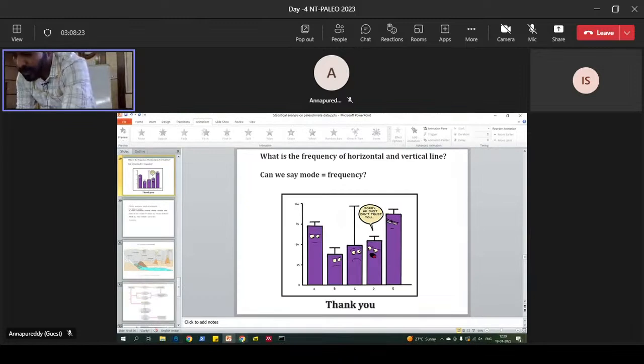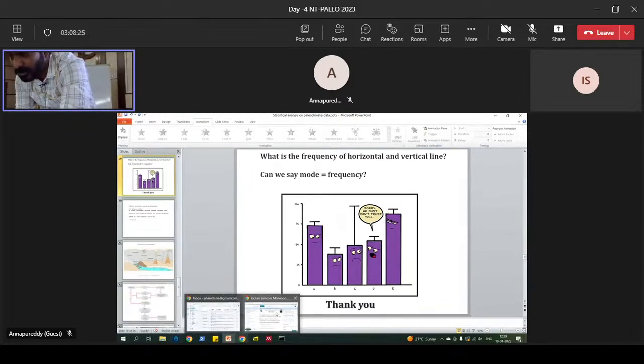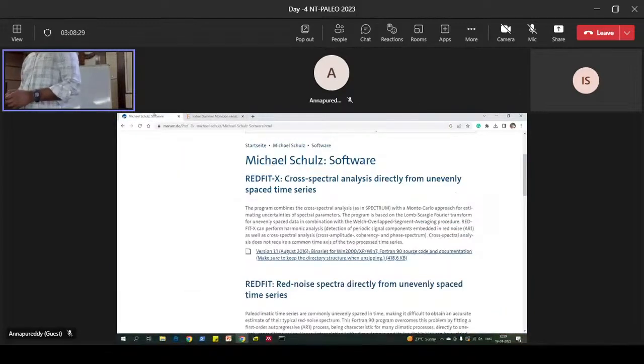this Redfit model. I'll show you once. We have sent a mail to everybody with a link for these spectral methods, at least Spectrum and Redfit and cross-spectrum Redfit. Those methods are so easy. You have to understand them analogously. It's not like so much mathematics is involved there.